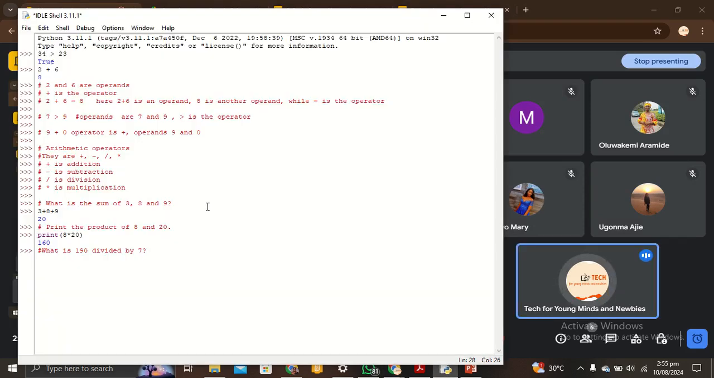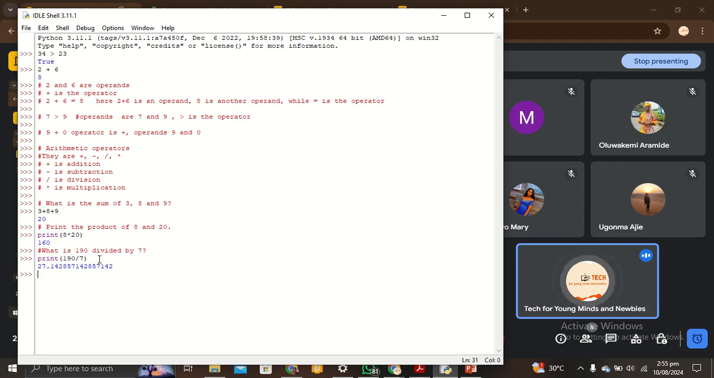So I would say let's print it. Print 190 divided by 7. Close your bracket. Can you see the sign I used for divided by? That is divided by. Enter.